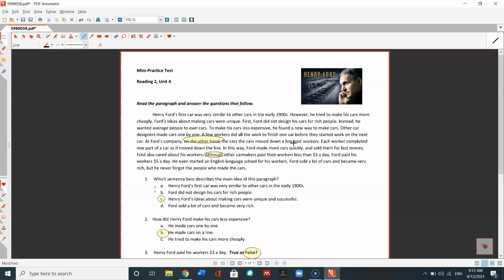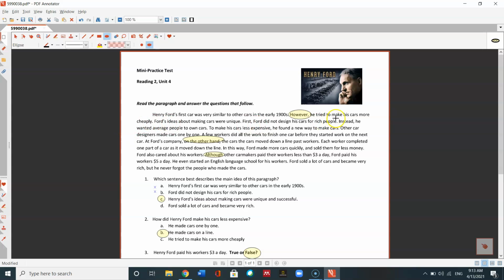Okay, let's look at three more examples of contrast connecting words just to understand them. Henry Ford's first car was very similar to other cars. However, he tried to make his cars more cheaply. So this is a contrast between the car was similar but cheaper. So it's similar, but it's also cheaper. So it's the same, but also different because it's cheaper.